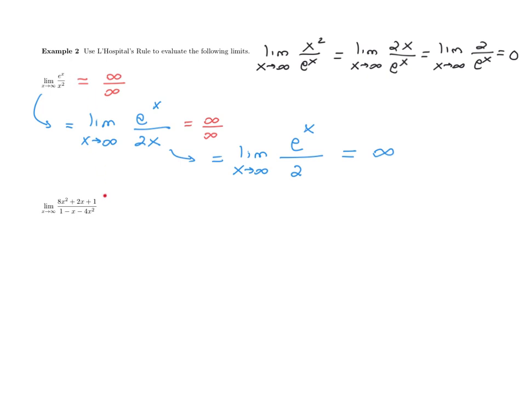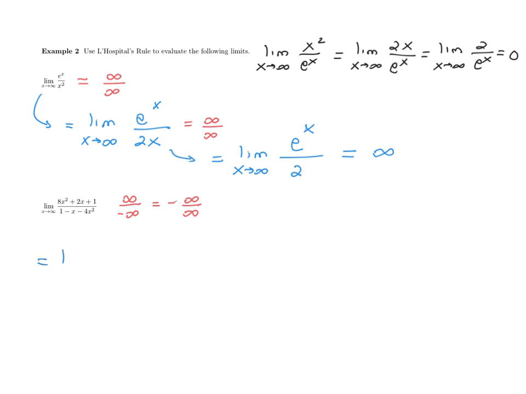All right, let's compare this to this example here. The limit as x goes to infinity of 8x squared plus 2x plus 1 divided by 1 minus x minus 4x squared. This is also an indeterminate form. Here, 8x squared goes to positive infinity. Here, a minus 4x squared goes to negative infinity. So if you want to think about the type of expression this becomes, it's positive infinity over negative infinity. But whether it's positive or negative, this part here is still an indeterminate form. And therefore, we can use L'Hopital's rule to solve this limit.